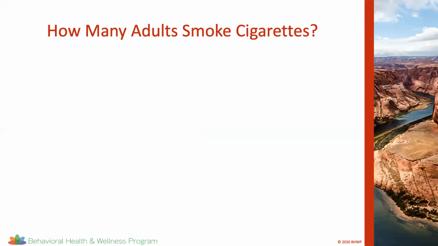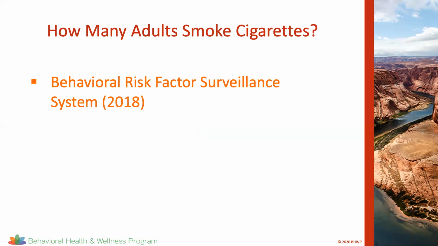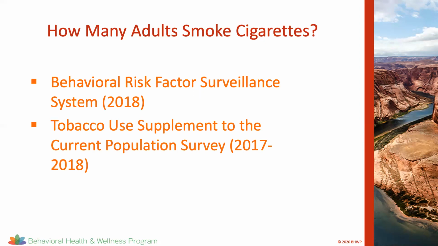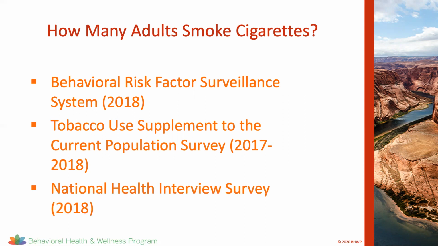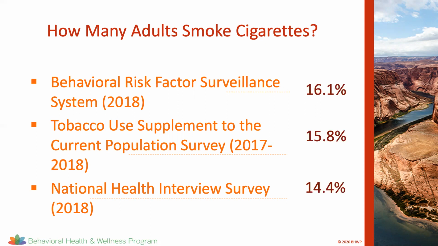So we start here with a simple question. How many adults smoke? And that seems relatively straightforward. And in fact, we have 3 nationwide survey instruments to attempt to answer it. They are the Behavioral Risk Factor Surveillance System. We call it BRFSS, and that's what I'll continue to call it from now on. The Tobacco Use Supplement to the Current Population Survey. That's an extension of the census. And the National Health Interview Survey. And they each tell us something different.